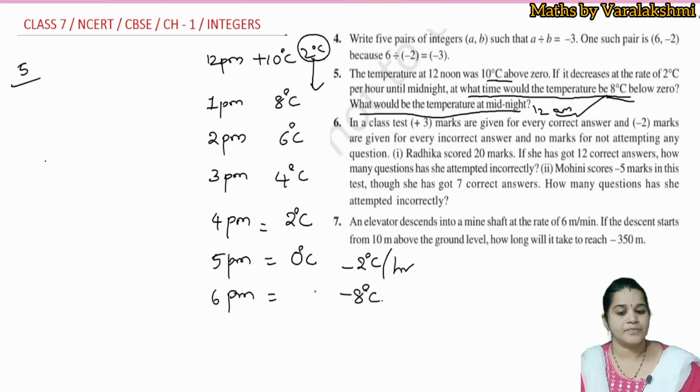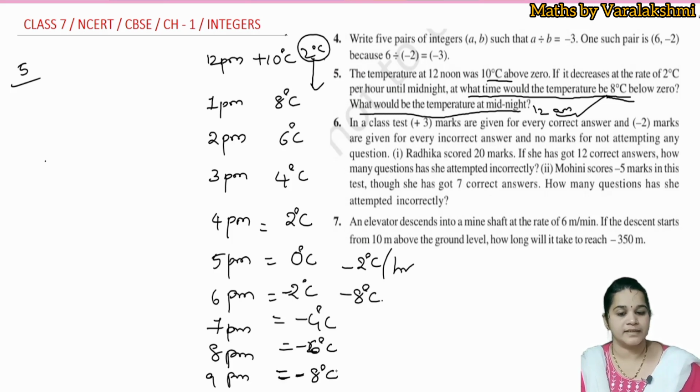At 6 p.m. it is minus 2 degrees centigrade, 0 minus 2 is minus 2. At 7 p.m. it is minus 4 degrees centigrade. At 8 p.m. it is minus 6 degrees centigrade. At 9 p.m. it is minus 8 degrees centigrade. Here the question is the same. At what time would the temperature be 8 degrees centigrade below 0? That is, at what time will the temperature be minus 8 degrees centigrade? That is, at 9 p.m.